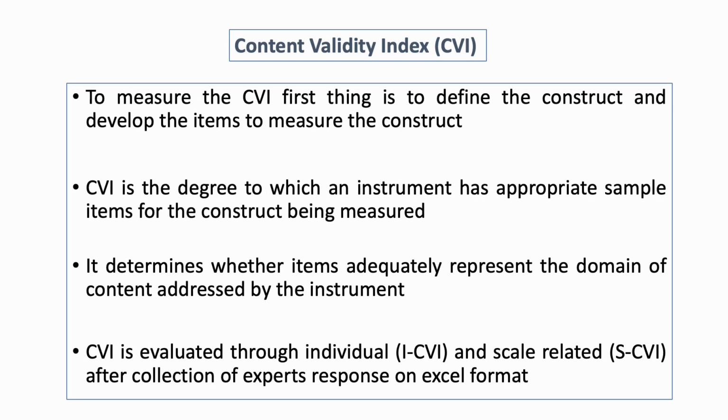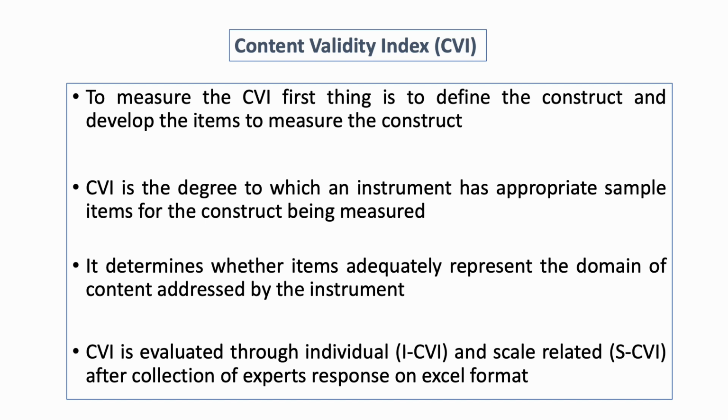So the most important is the content validity, and to determine content validity we measure the content validity index. The first thing is to define the construct, and then in relevance to the construct each item is opined by the experts about the relevancy. So the first thing is to define the construct and develop the items to measure the construct.